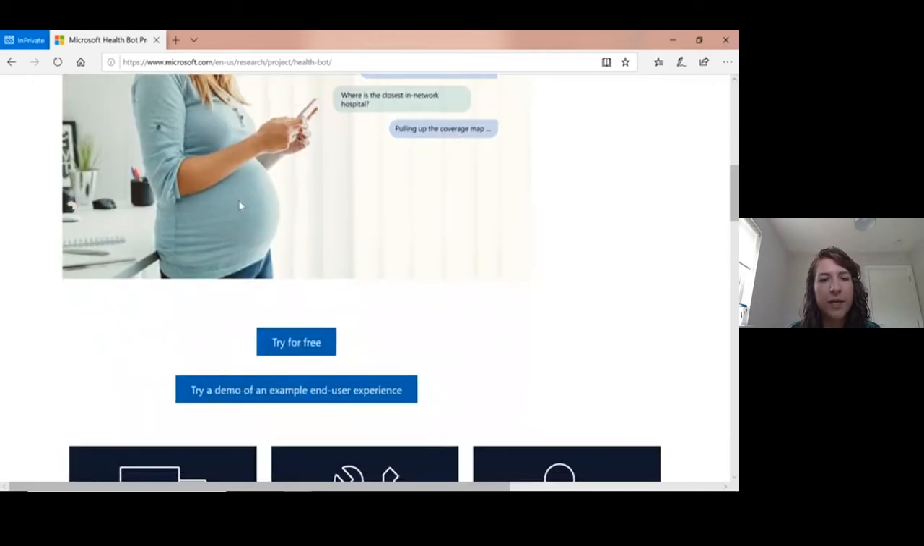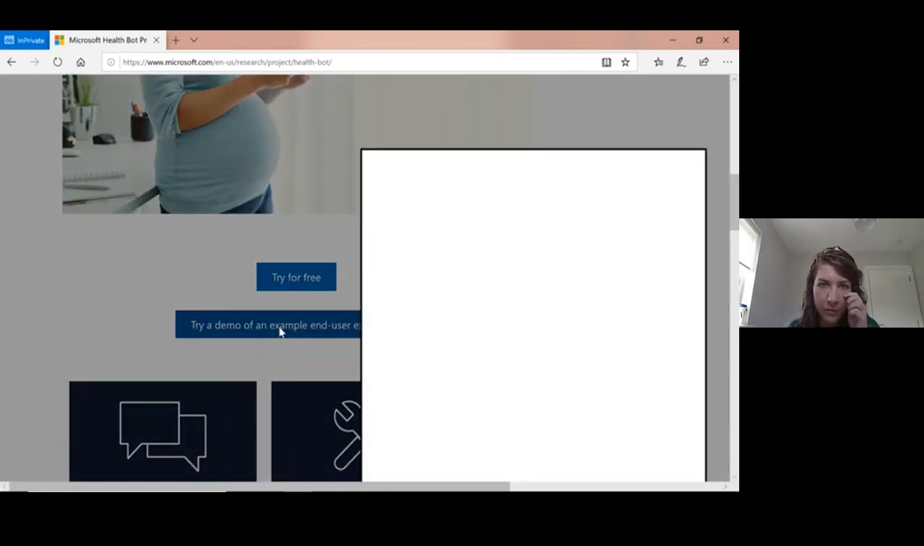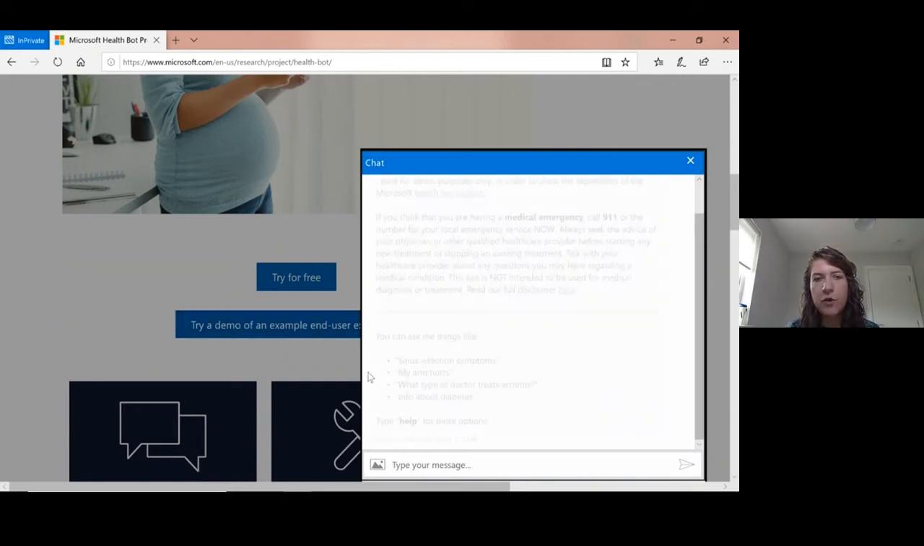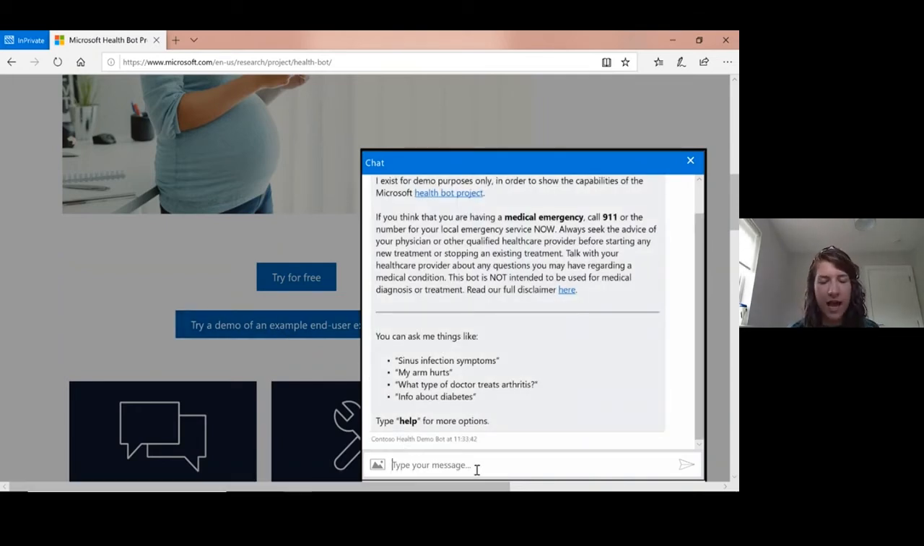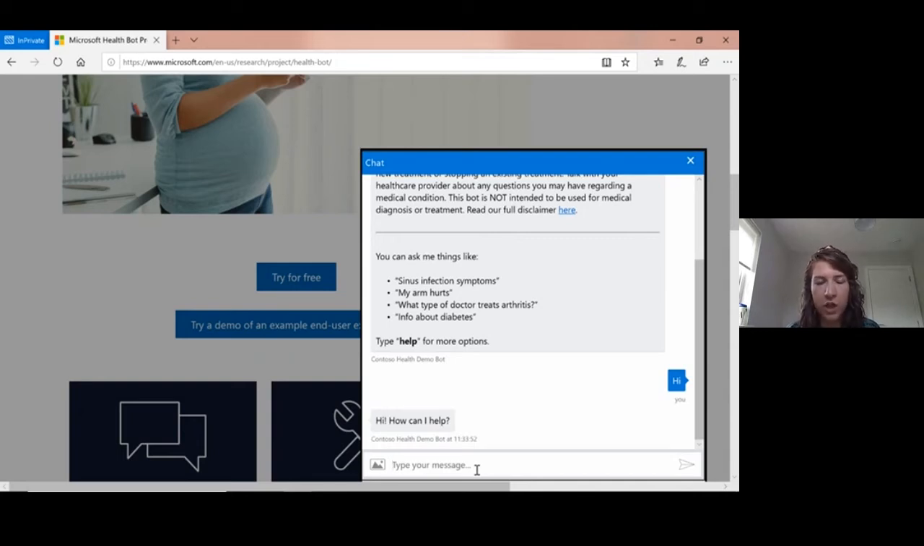So I'm going to go down here and you can see there are two different options. I'm going to click try a demo of an example. Give it a second, it'll load up. Now, if you want to watch me do it, and then as I said, you can pause and try it out yourselves. So type your message. I'm going to just type hi, because typically if this window popped up for me, that would be the first thing I would type, wondering what am I doing here. Hi, how can I help? That's what they're writing back to me.